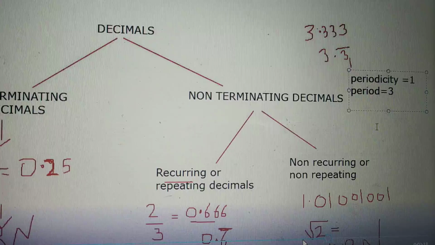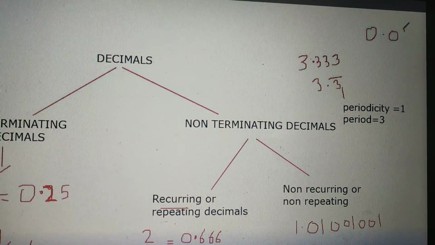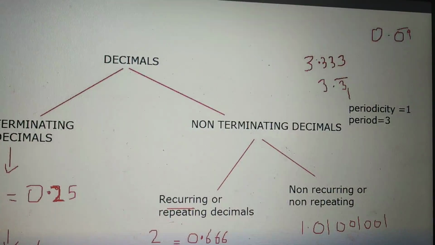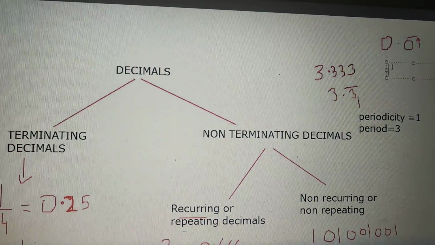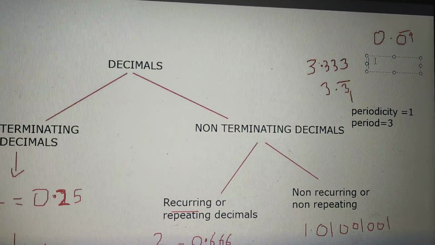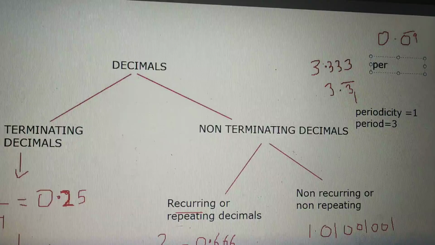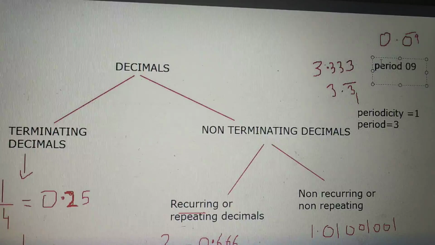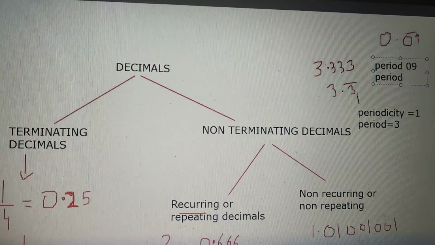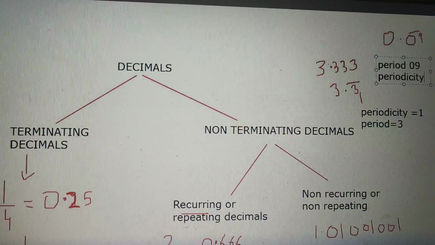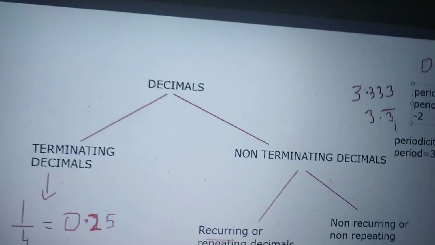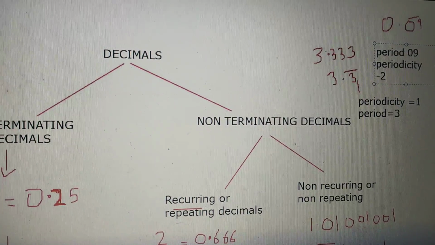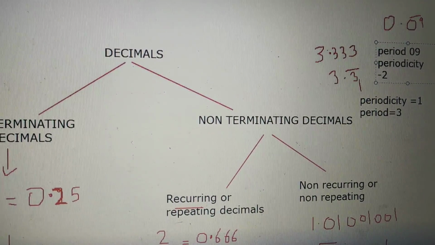For example, now let me take another number and I'll put a bar over both 0 and 9. That means 0 and 9 both are repeating themselves. Now here my period will be 09 and periodicity will be 2, because now two digits are repeating themselves. How many digits are getting repeated is the periodicity, and which digits are being repeated is the period.